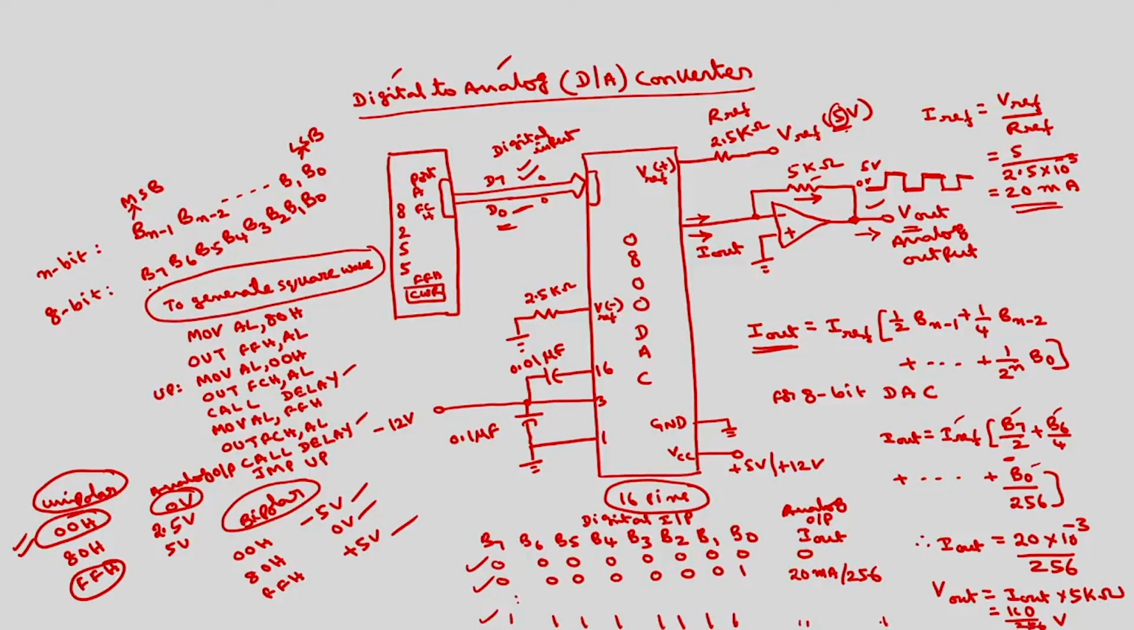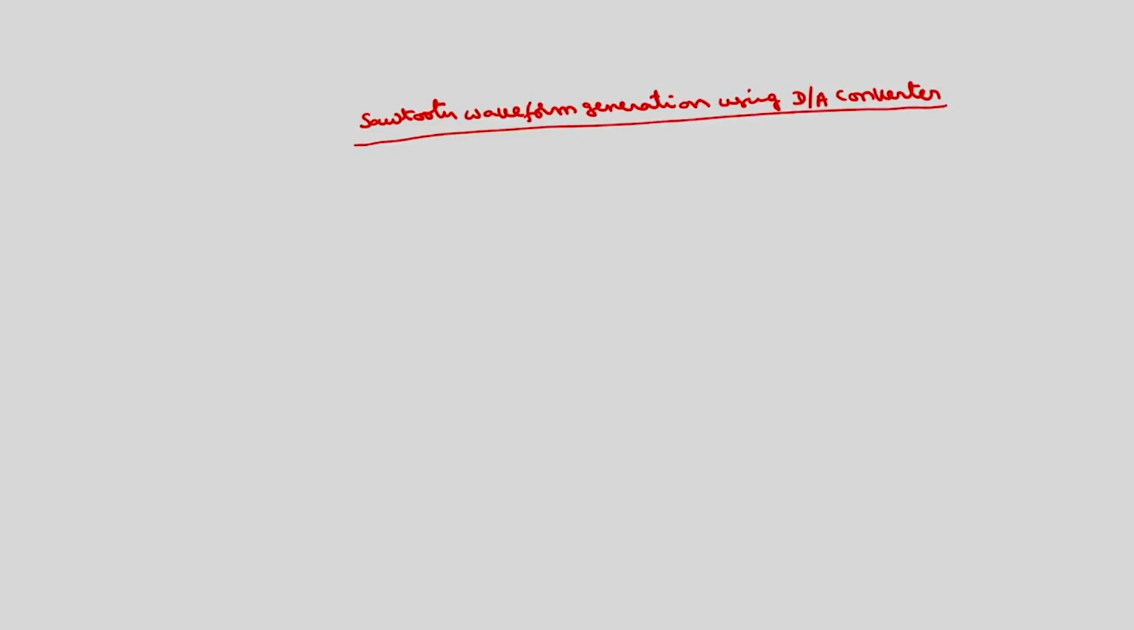We can also generate a triangular wave as well as a sawtooth wave. So how to generate a sawtooth waveform? Sawtooth waveform generation using the D to A converter. If I start with 0 volts and take the peak value as 5 volts, it has to rise in a linear fashion from 0 volts to 5 volts, and then suddenly drop to 0 volts on the x axis. Again it has to rise from 0 to 5, suddenly drop to 0, 0 to 5, 0, and so on.